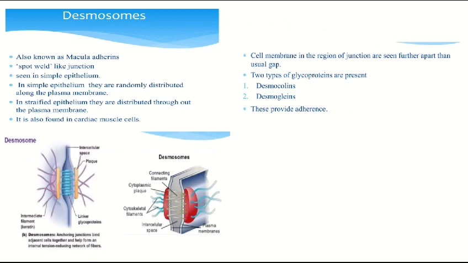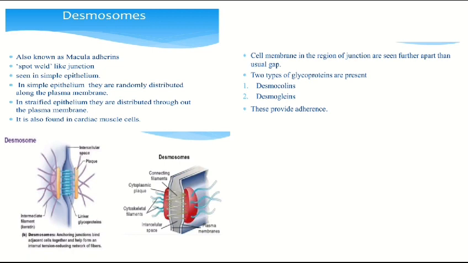Desmosomes are also known as macula adherens. They are spot weld-like junctions. They are seen in the simple epithelium. In simple epithelium, they are randomly distributed along the plasma membrane. In stratified epithelium, they are distributed throughout the plasma membrane. It is also found in cardiac muscle cells.